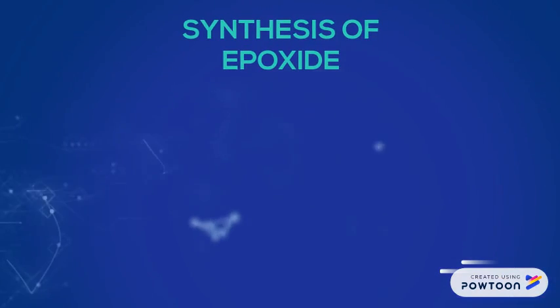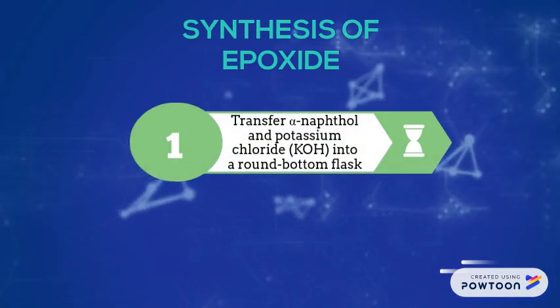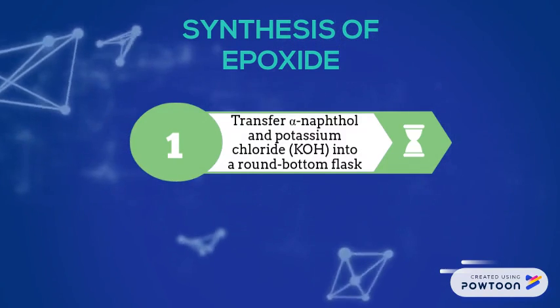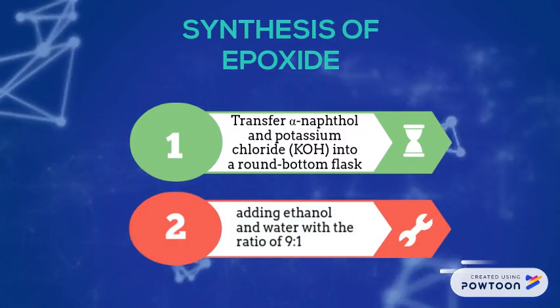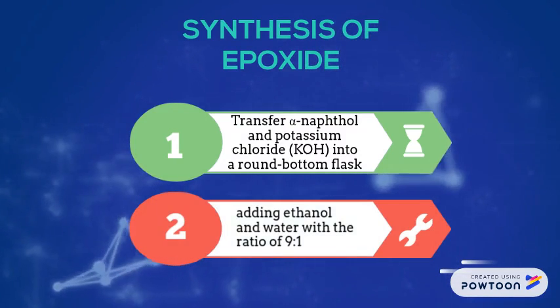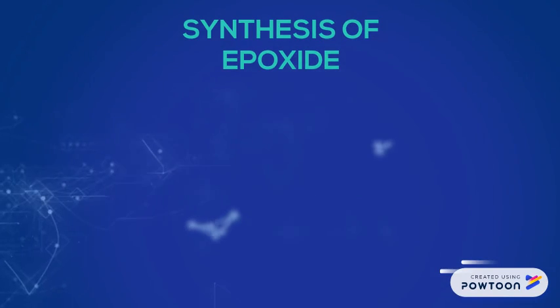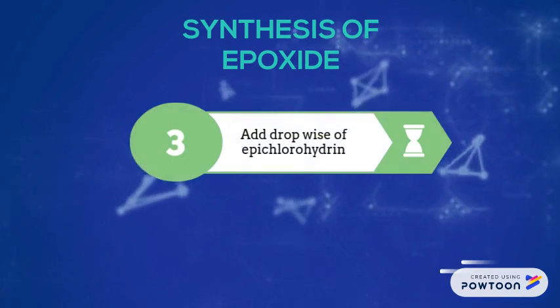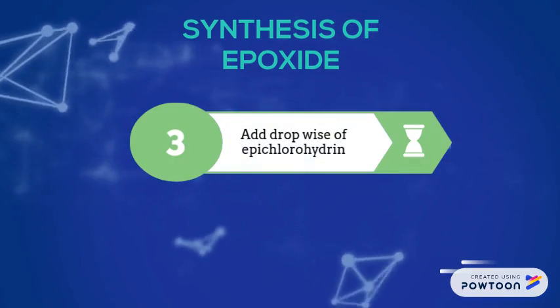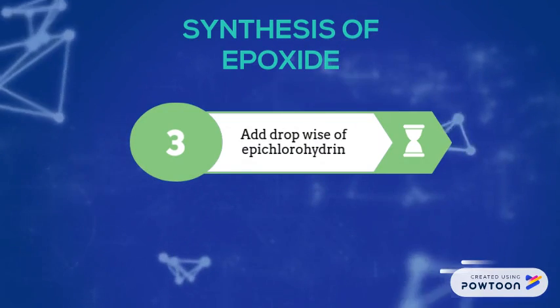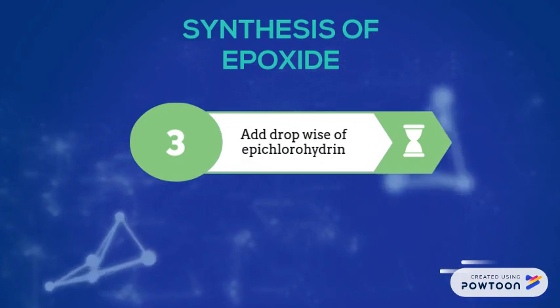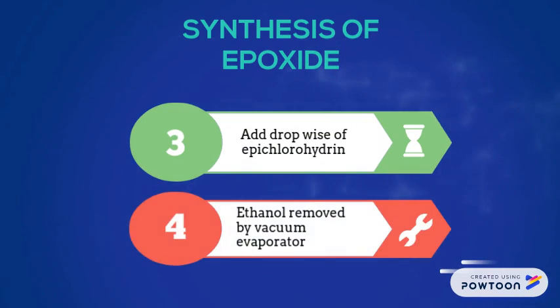The process starts off with transferring alpha-naphthol and potassium chloride into a round bottom flask and adding ethanol and water with a ratio of 9:1. After dissolution, epichlorohydrin is added dropwise, then the reaction is left to be stirred with the magnetic stirring at room temperature. Ethanol was then removed by vacuum evaporator.